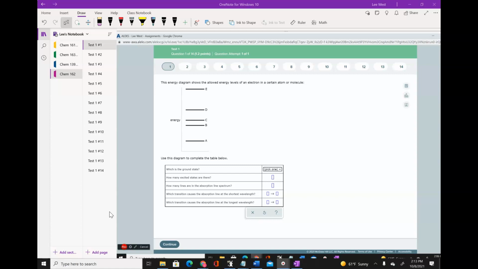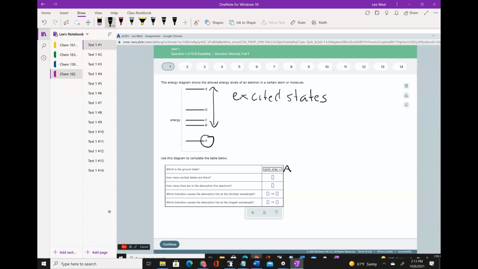The first thing it says is which is the ground state, and hopefully you know now that the ground state is just the lowest one. So that guy is the ground state A. Now anything that is not a ground state is an excited state. So there can be only one ground state but multiple excited states. And in this case there is 1, 2, 3, 4 excited states.